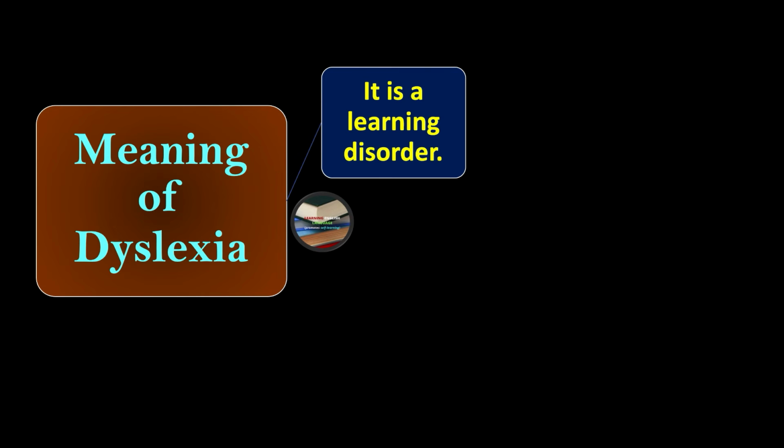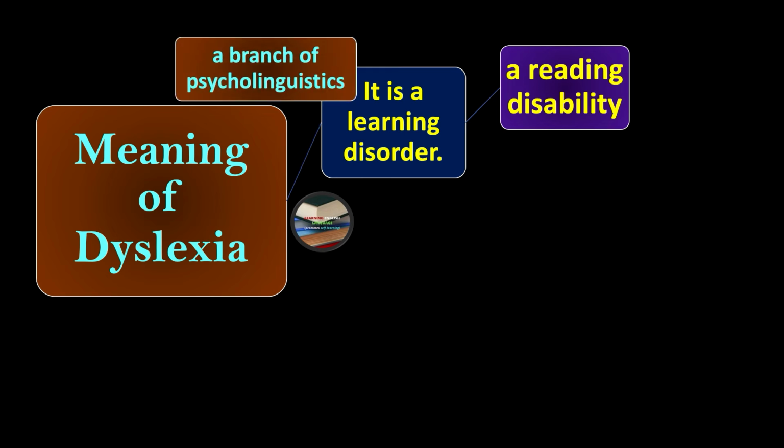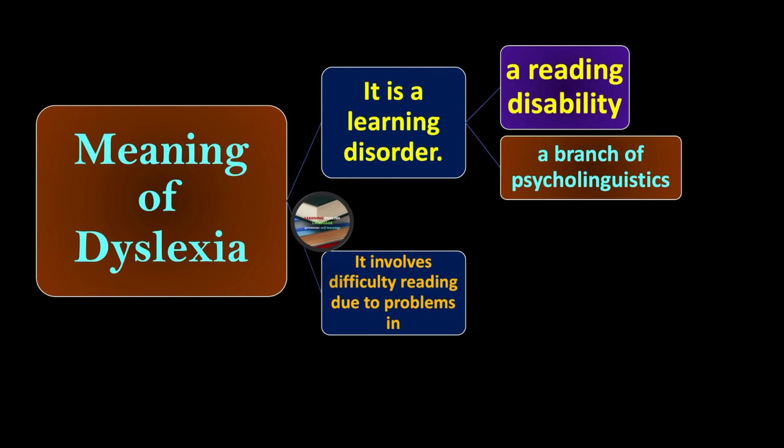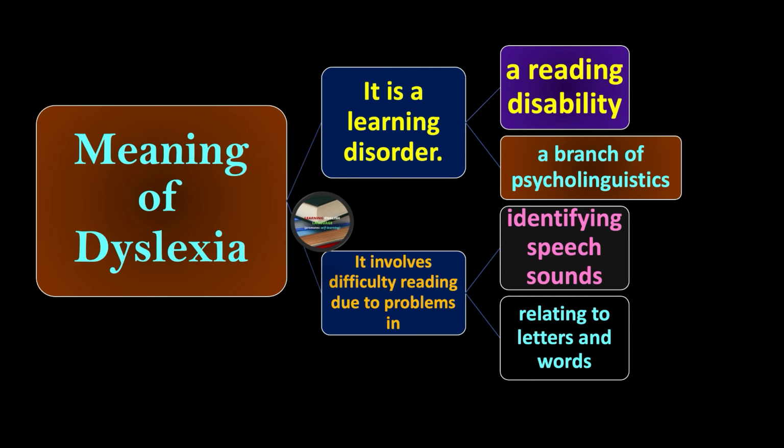Dyslexia. Meaning of dyslexia. It is a learning disorder, that is to say, a reading disability. A person is unable to read properly, and it is a branch of psycholinguistics. It involves difficulty reading due to problems in identifying speech sounds and relating them to letters and words. That is to say, a child suffering from dyslexia may have problems in recognizing letters and words properly, in other words, decoding information. It is difficult for them to form meaning out of a group of letters, which shapes into words.